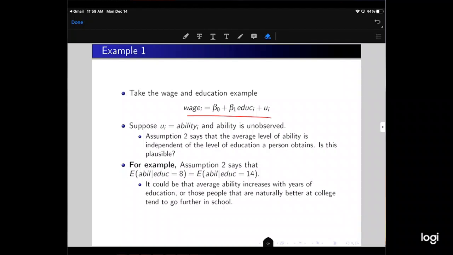What this means is assumption 2 says that the expected value of ability conditional on education equals 8 years is the same as the expected value of ability conditional on education equals 14 years. So people with 14 years of education have the same ability levels, on average, as the people with 8 years of education. Is this plausible? Not necessarily. It could be that the average ability increases with years of education, or those people that are naturally better at college tend to go further in school.